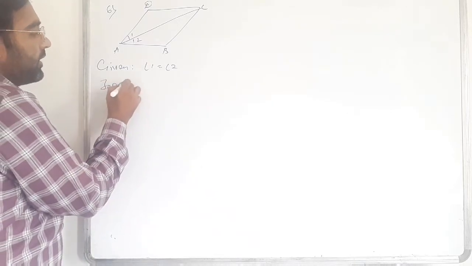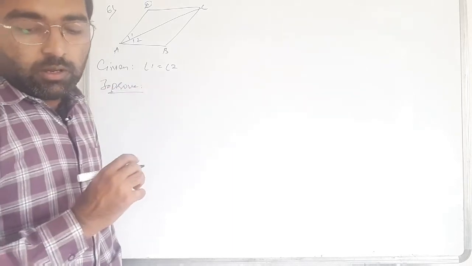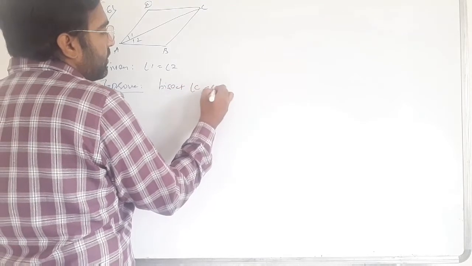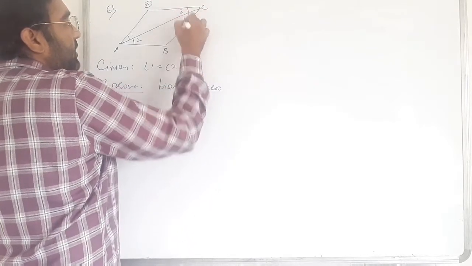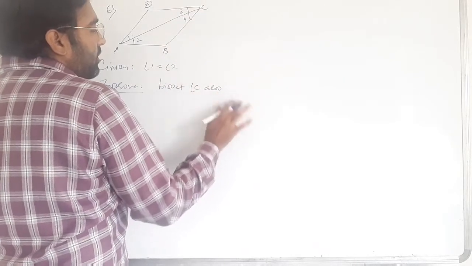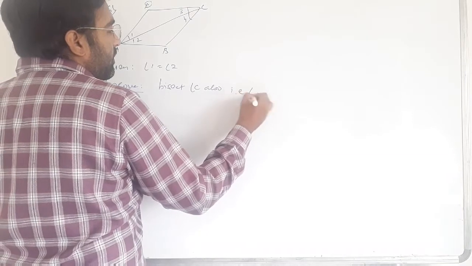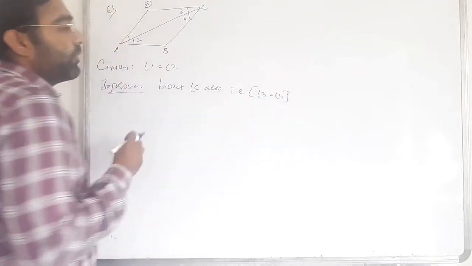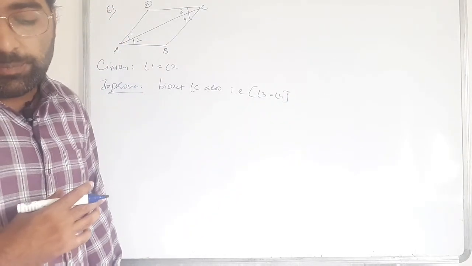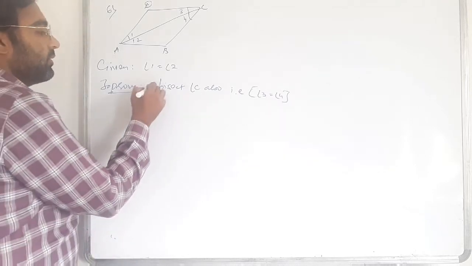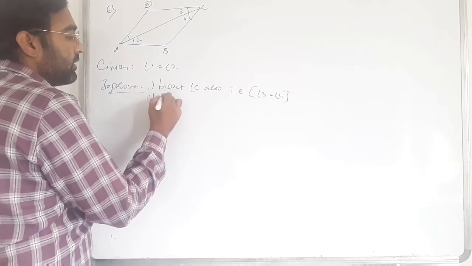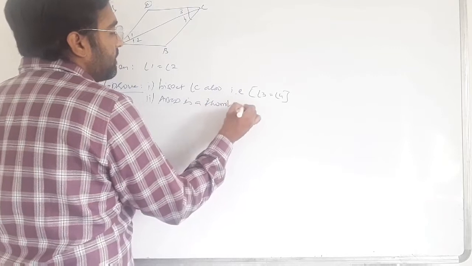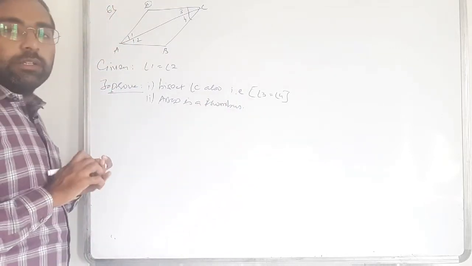So we need to prove that AC bisects angle C also. That means we have to prove that angle 3 is equal to angle 4. And the second thing we have to prove is that ABCD is a rhombus. So let's start without wasting time.